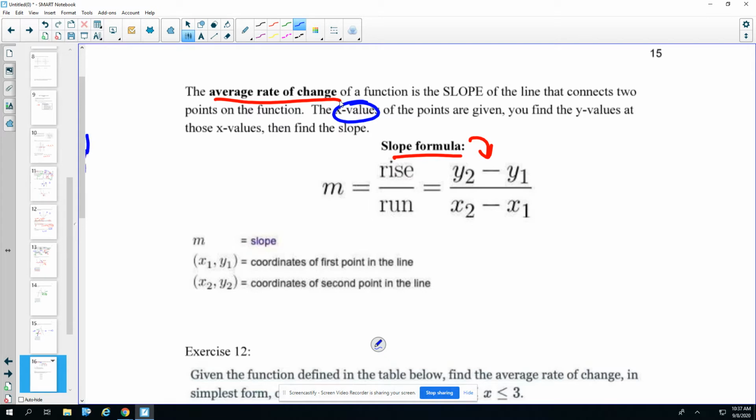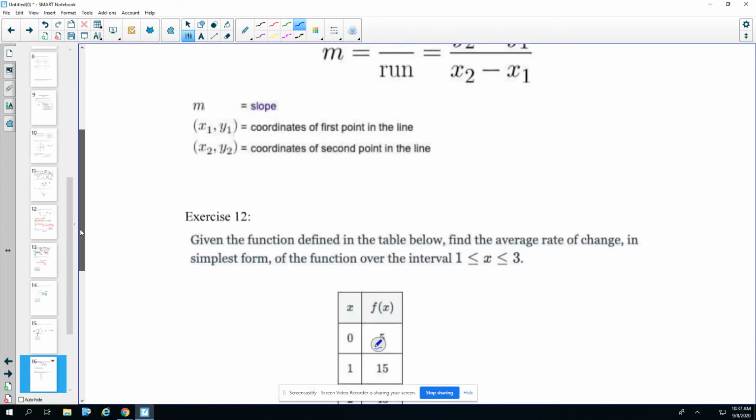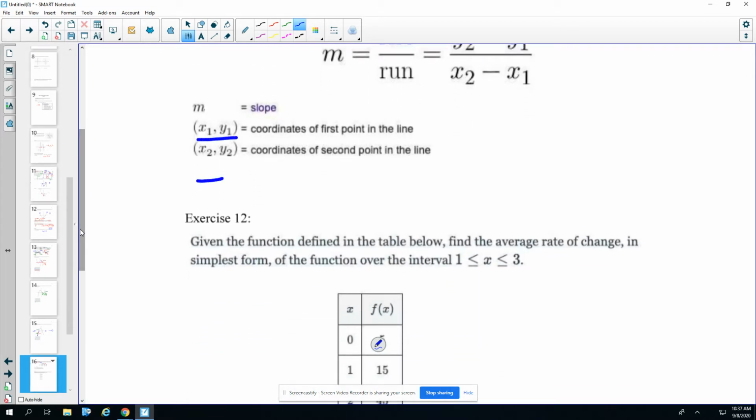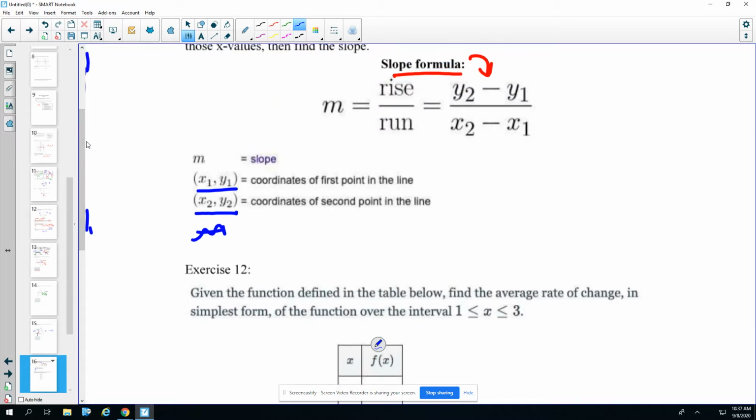So first off, just as a reminder, this is your slope formula, and your 2 points to plug in are x1, y1, and x2, y2. So those get plugged into these spots in the formula. You're basically doing rise over run. How much does the y change divided by how much the x changes?